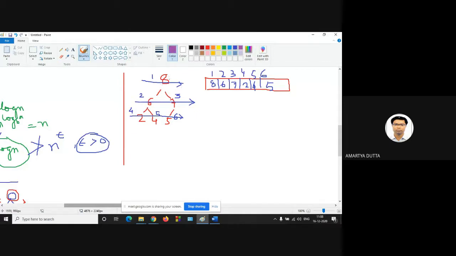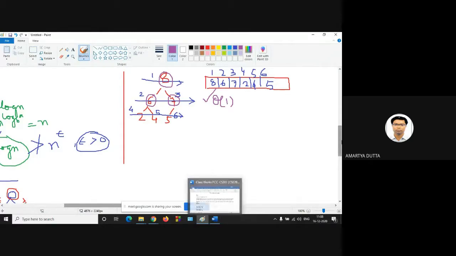So the relationship between 8, 6 and 7, to establish it will take order of 1, just the connection between two branches. So the total function is order of 1.